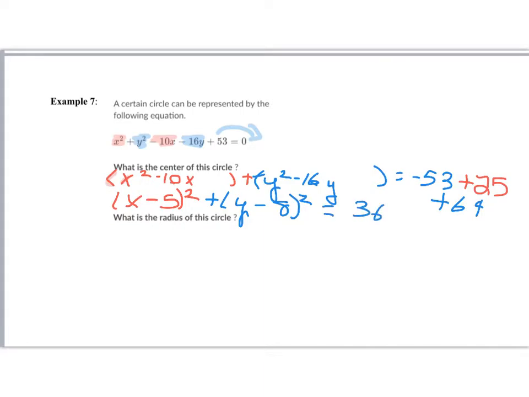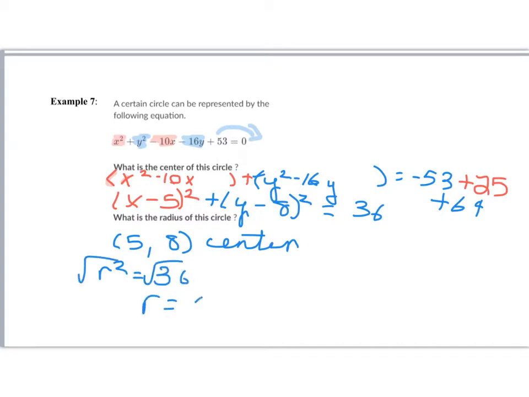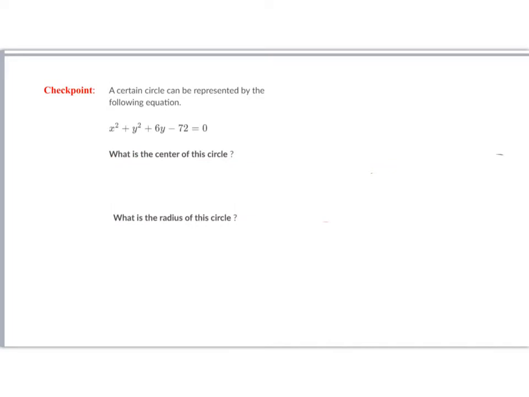So it says, what is the radius? The center, we know, is at 5, 8. Okay, 5, 8 is the center. And the radius, we're going to do the square root, so the radius is 6. Now I want you guys to give it a go. Try this one. I want to know what is the radius and what is the center.